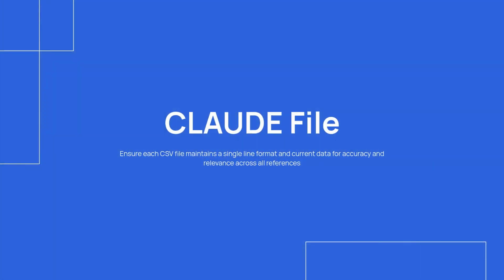A right CLAUDE.md has one line. suppliers.csv, 50 rows and a list of columns. Always current, same file, same approach for every CSV reference you have written so far. This ensures data accuracy and relevance.